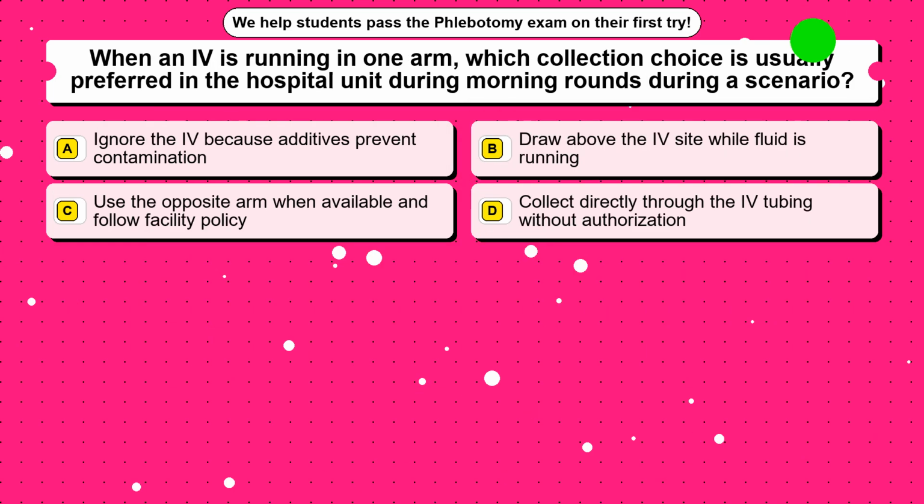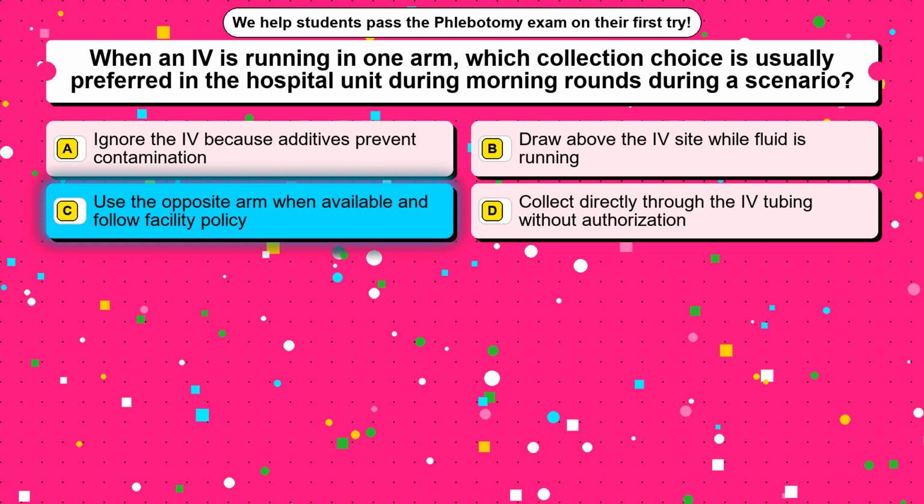Question 44. When an IV is running in one arm, which collection choice is usually preferred in the hospital unit during morning rounds during a scenario? Option A. Ignore the IV because additives prevent contamination. Option B. Draw above the IV site while fluid is running. Option C. Use the opposite arm when available and follow facility policy. Option D. Collect directly through the IV tubing without authorization.